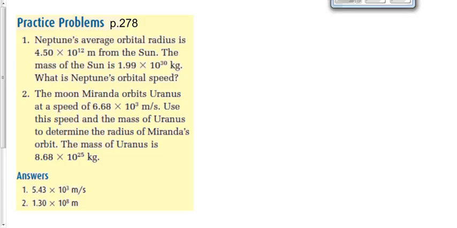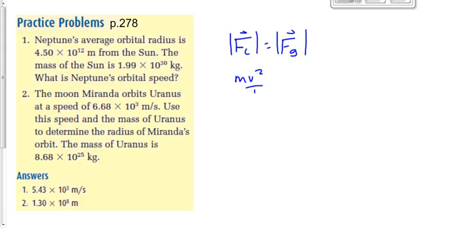So what do we got to do here? It's a satellite problem, right? We got a moon going around a planet, and it's held in orbit by a centripetal force, which is caused by gravity. So we're going to set Fc equal to Fg, the force of gravity. mv squared over r will be equal to G m1 m2 over r squared.